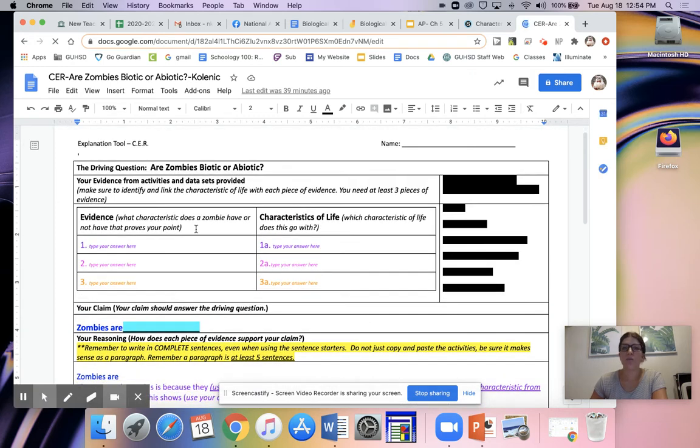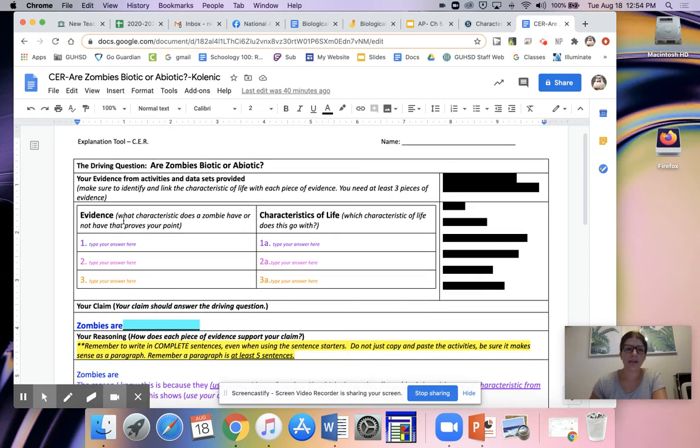And this is going to walk you through how to write a CER. So what CER stands for is claim, evidence, reasoning. We will be using this a lot in our classroom. So as scientists, when we make a claim about something, we're basically trying to answer a question. But we can't just answer a question with opinion. We have to have evidence to back it up.